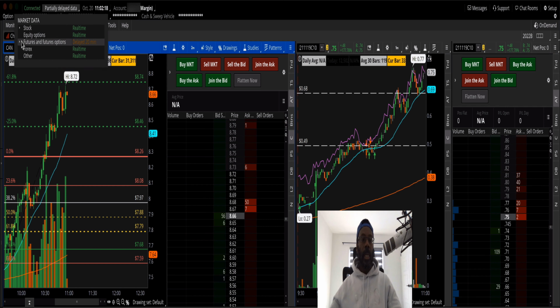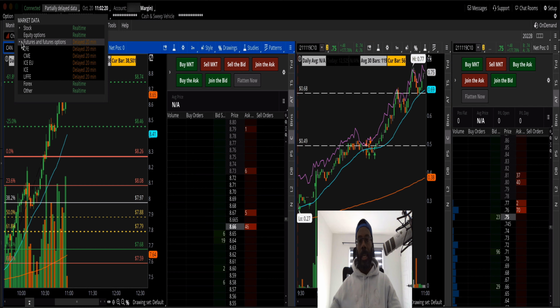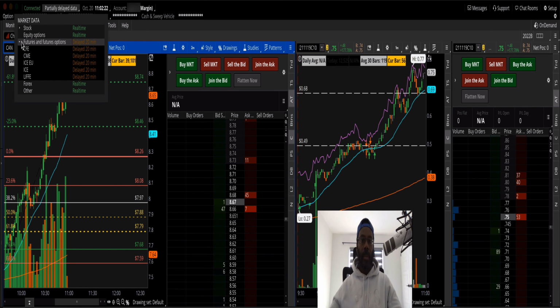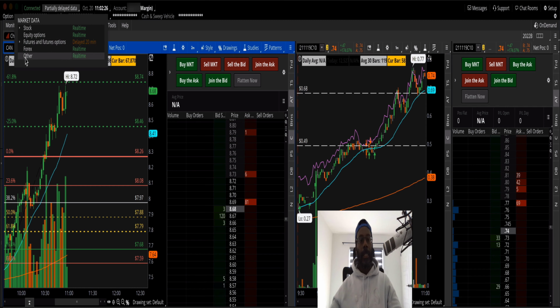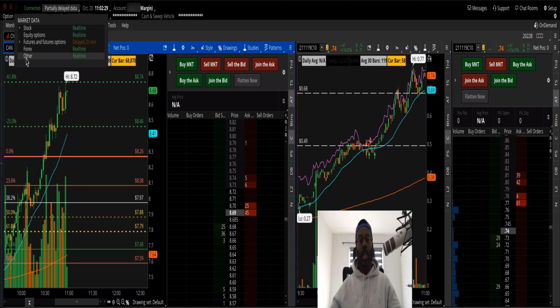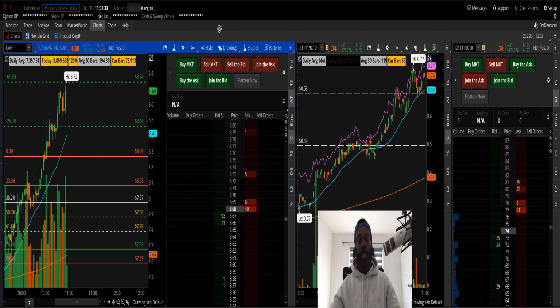Equity options, real-time feed. Futures and futures options, I don't trade them, so I don't understand them, so I just leave it alone. I don't need the feeds for it. Then we got Forex in real time and others in real time, so it's a full live account, full live trading. That's the only way to do it.